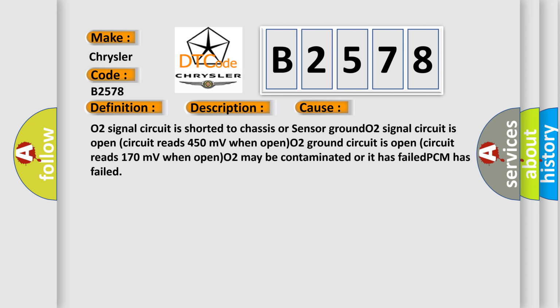This diagnostic error occurs most often in these cases. O2 signal circuit is shorted to chassis or sensor ground. O2 signal circuit is open. Circuit reads 450 mV when open. O2 ground circuit is open. Circuit reads 170 mV when open. The O2 sensor may be contaminated or it has failed.